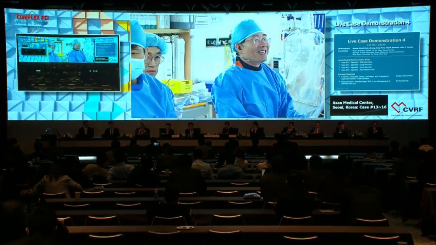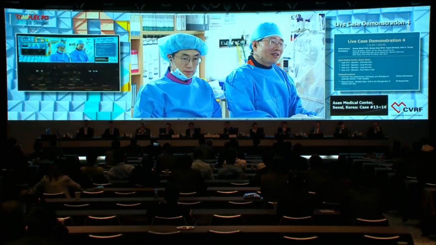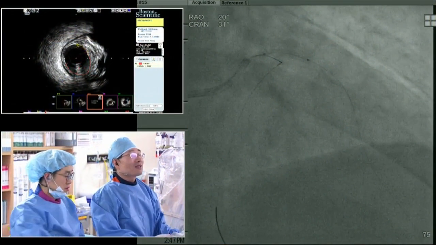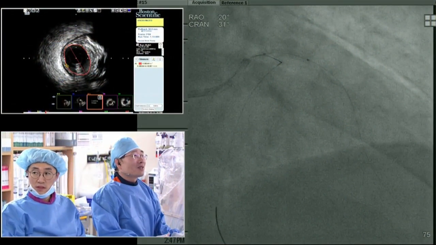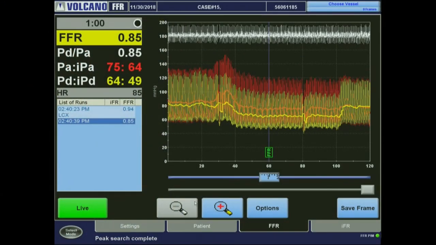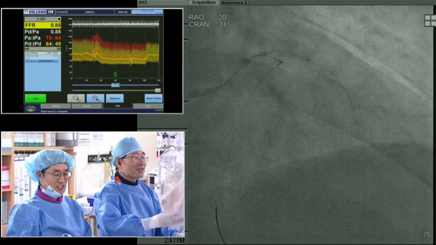Jung-Sun Kim. Okay. So we already did the FFR. Can you imagine the value of FFR? No, absolutely not. So FFR, can you show the FFR value? As you can see, FFR was 0.85, and the minimal lumen area of the circumflex is 2.9 square millimeters. 0.85. Yeah, 0.85. All right, I don't want to treat them, right? What would you do there? Yeah, I fully agree with your opinion in the current situation.